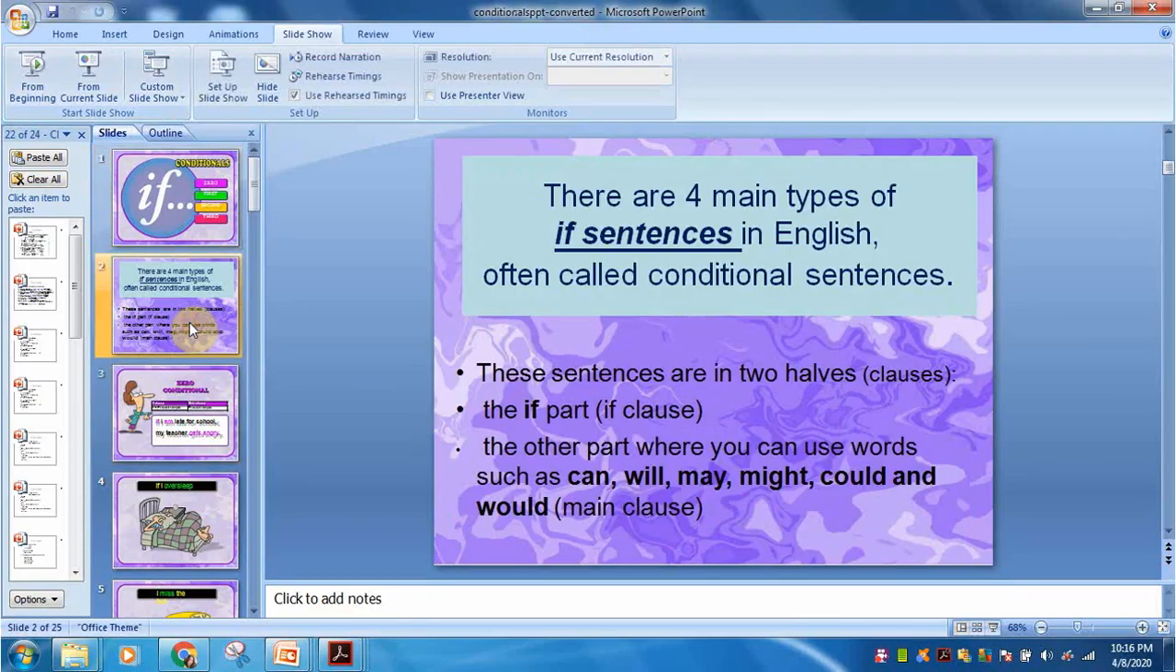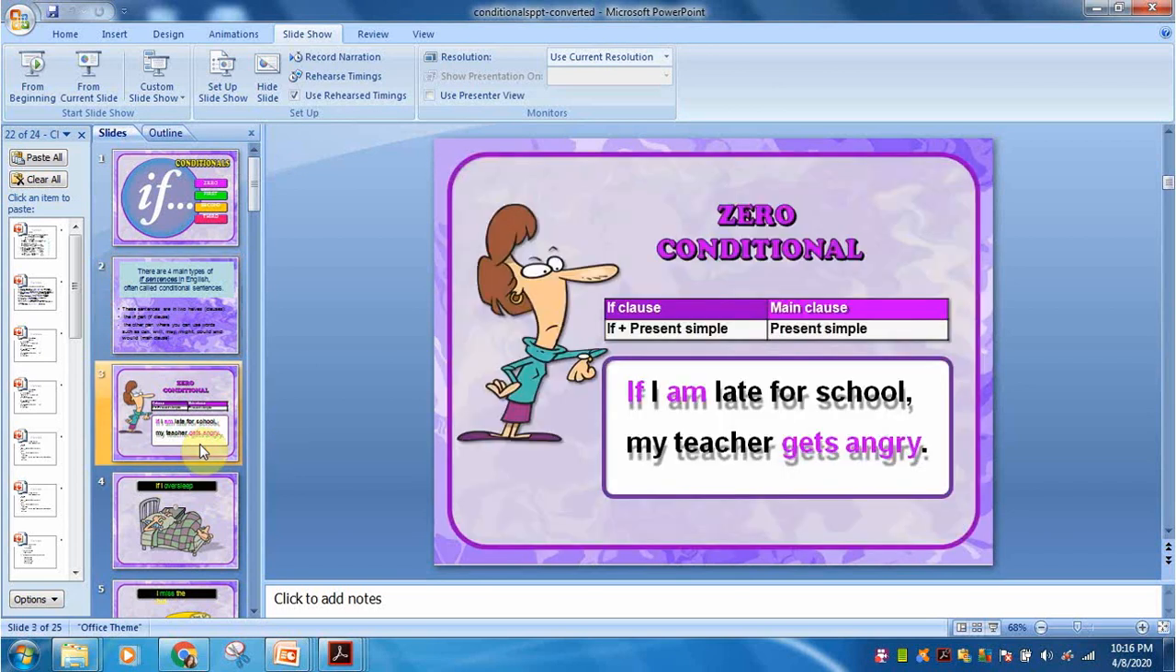Fine. So yeah, we have seen there are 4 kinds of conditions. Now these sentences are divided into 2 halves. One is the if clause and the other one is the clause where you will find other kinds of auxiliary verbs like can, will, may, might, could, and other things. Correct? Now let's move to the first condition, which is your zero conditional.